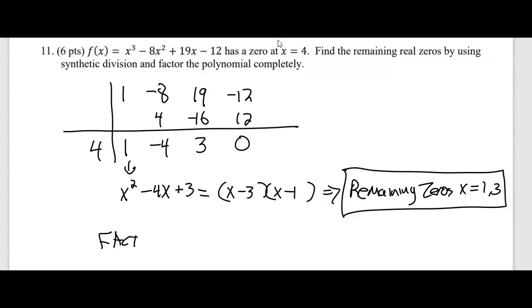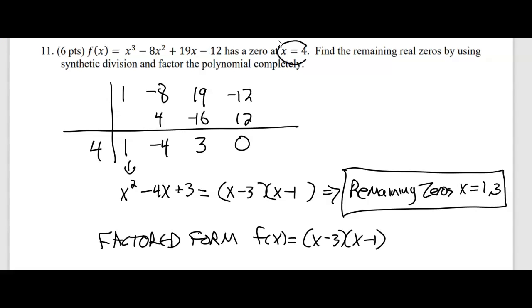Factored form: we have 2 of the factors, so let's call this f of x equals x minus 3 and x minus 1, and the original zero in factored form would be x minus 4. So our completely factored polynomial is x minus 3 times x minus 1 times x minus 4. The order of those factors is irrelevant. Just make sure you have all 3.